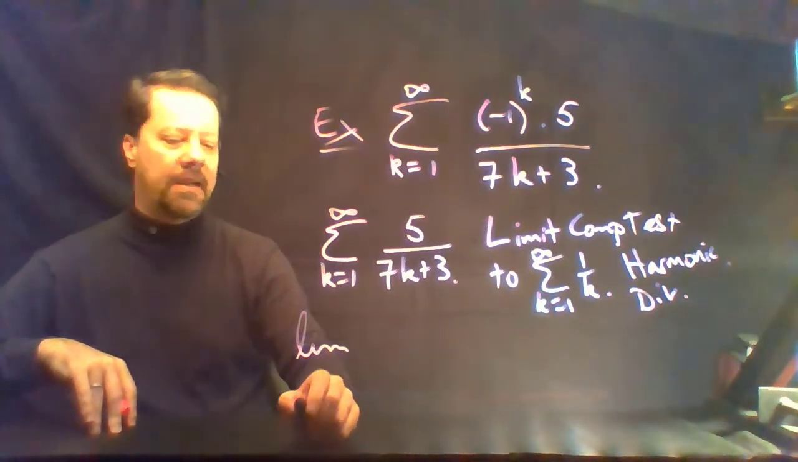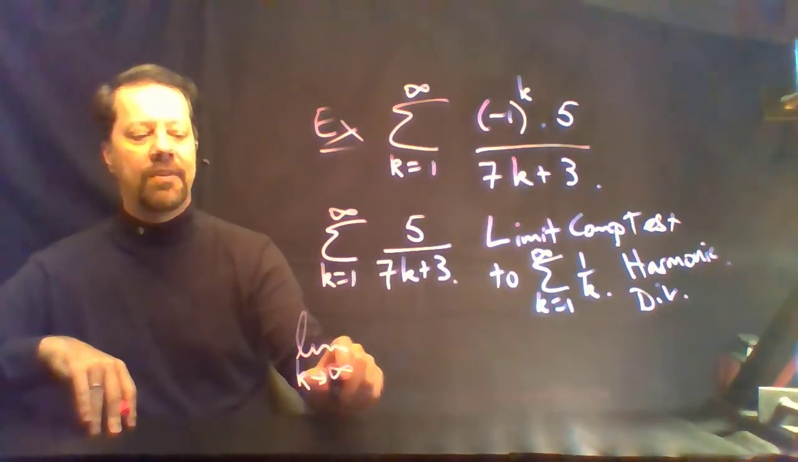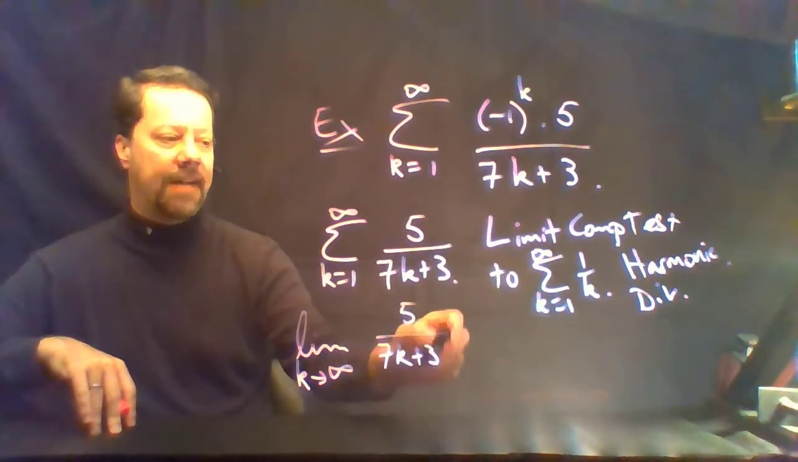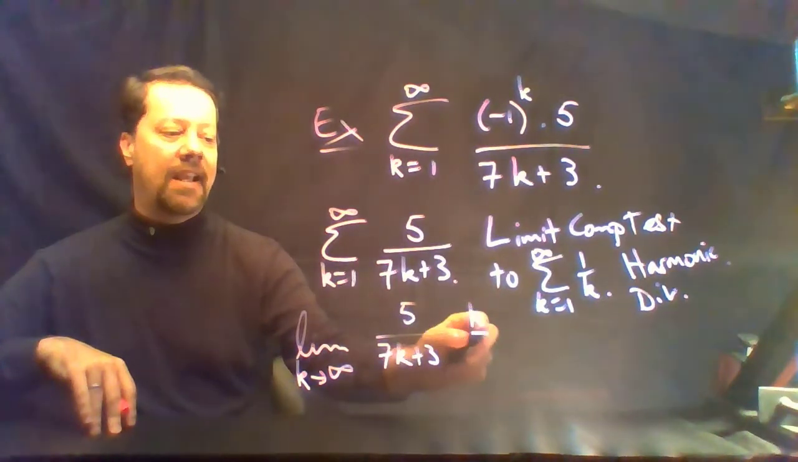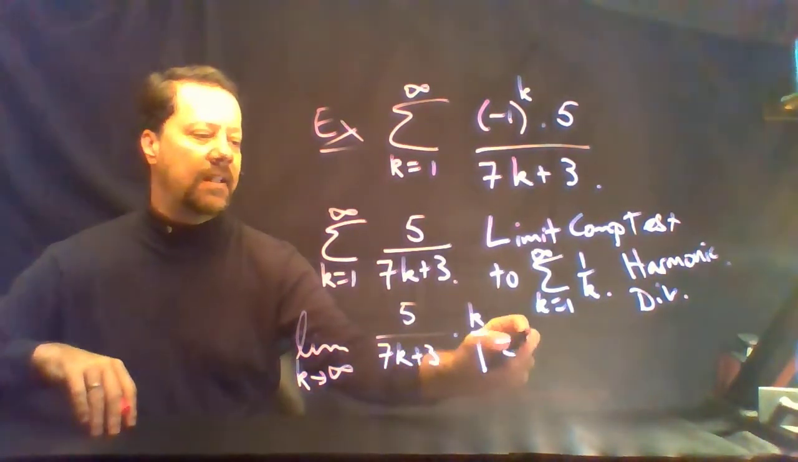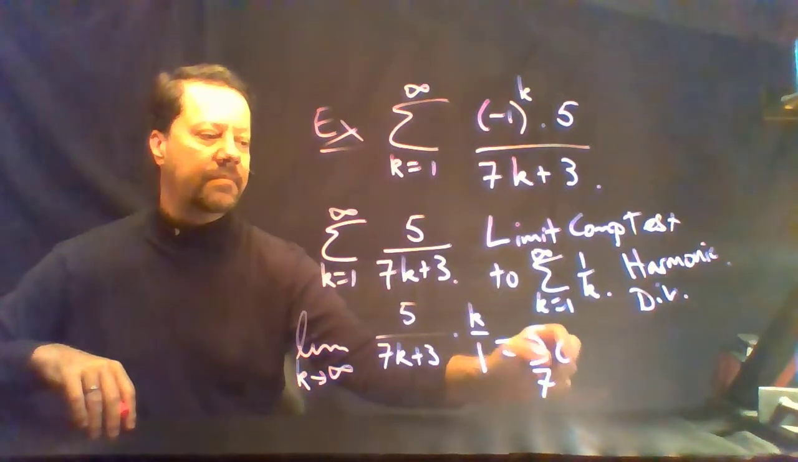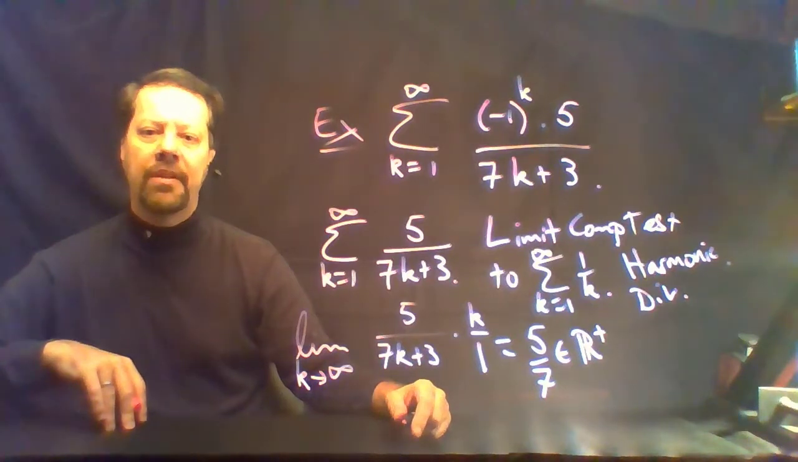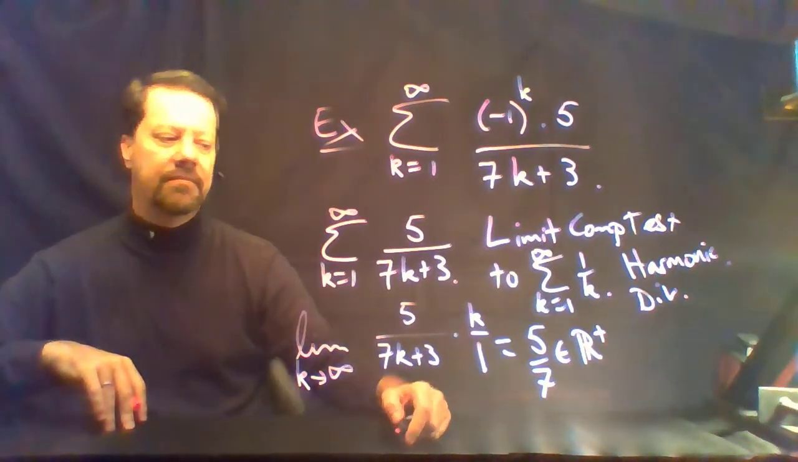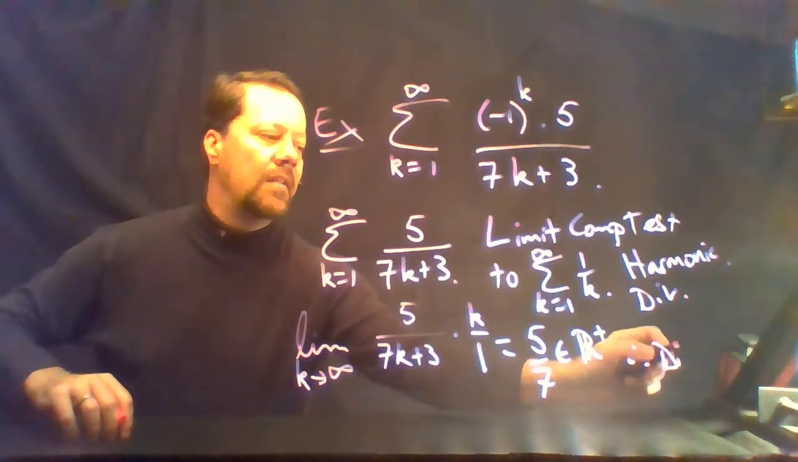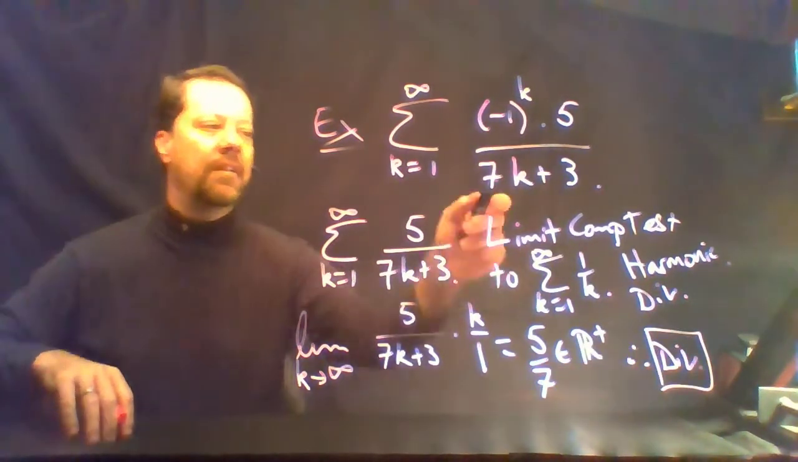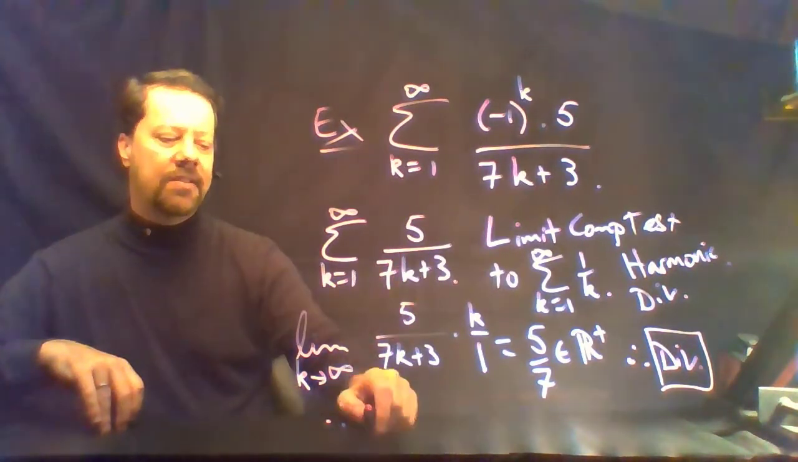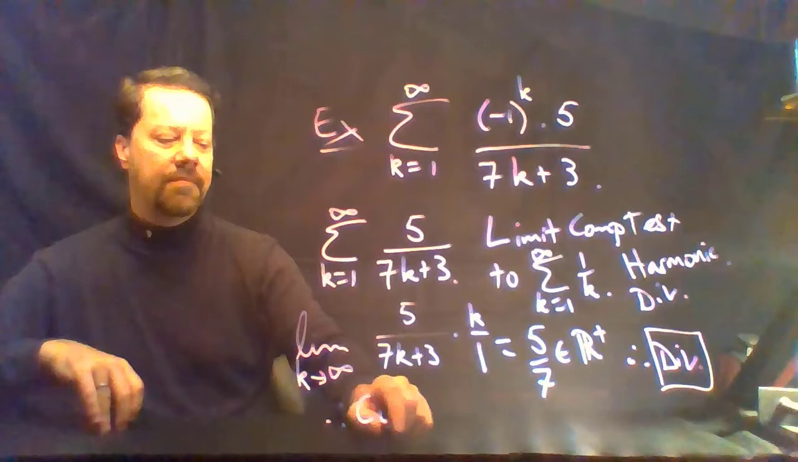Implementing the limit comparison test, we'll take the limit as k goes to infinity of 5 over 7k plus 3 divided by 1 over k, which is times k over 1. The limit is 5/7. Because that is a positive real number, we deduce that both converge or both diverge. Since the harmonic series diverges, this diverges as well. That means the series converges conditionally.